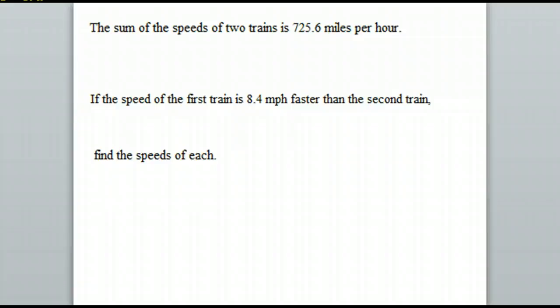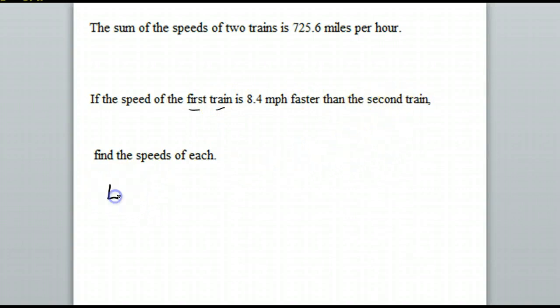Alright, and then some train problems. Distance, rate, time problems. The sum of the speeds of two trains is this. If the speed of the first train is that much faster than the second train, find the speeds of each train. This is what I was talking about before. If they don't tell you what to let x be, you decide what you know least about. The speed of two trains. We don't know anything about either one really other than their sum. But here it says the speed of the first train is so many miles per hour faster than the second train. So it's telling us some information about the first train. It's going faster than the second. But we don't know anything in detail about the second.